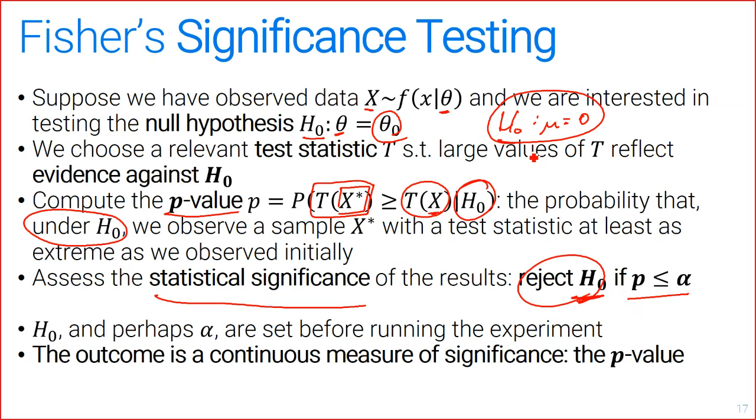And so in this case, what we have is the null hypothesis and maybe alpha, this threshold, set before running the experiment. So we're interested in testing a certain thing, we collect the data and then look at it. And the outcome of this process is a continuous measure of the significance of your data, what we call the p-value. So the p-value is a property of our data under the null hypothesis.